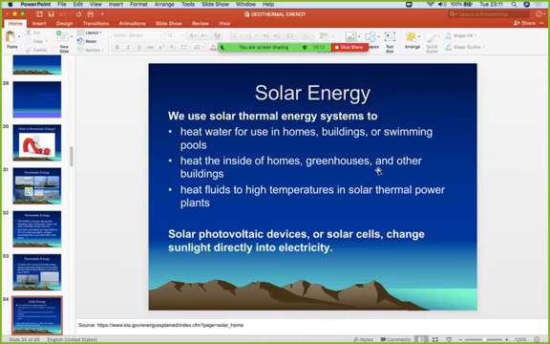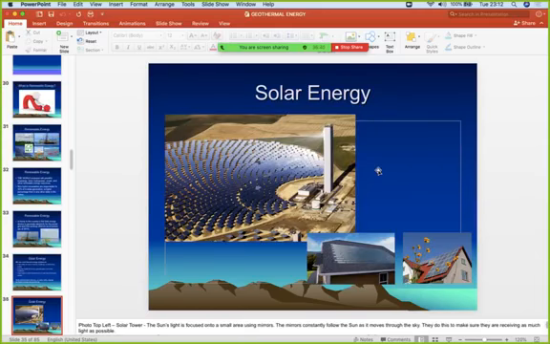The solar photovoltaic device, PV. We have mono and... photovoltaic. There are two or three kinds. We have the solar cells that change sunlight directly into electricity. Poly and mono. So this is the solar energy.